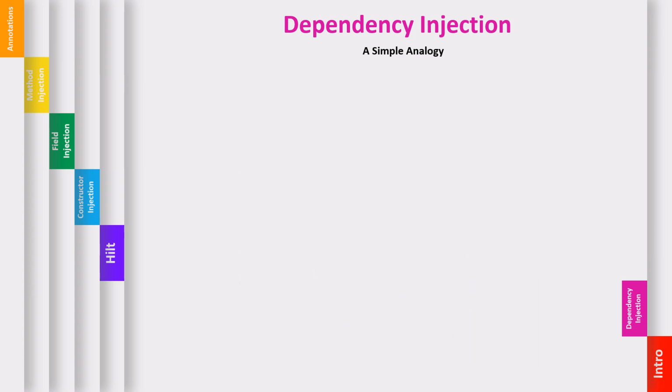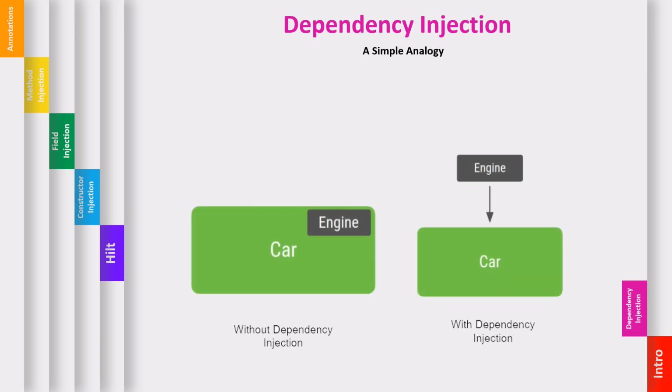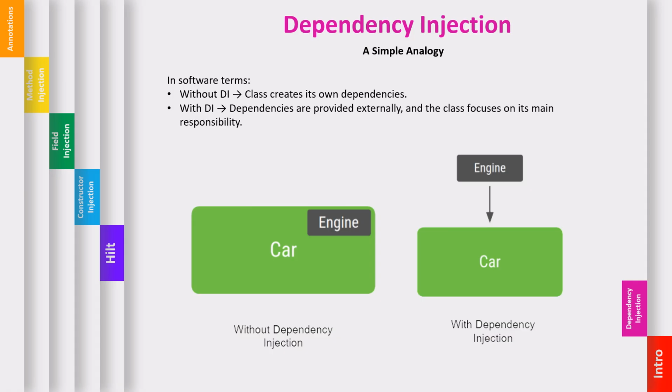Let's take another example in coding. So in software terms, without dependency injection, a class creates its own dependencies. With dependency injection, dependencies are provided externally and the class focuses on its main responsibility. In short, dependency injection is the key to writing clean, modular, and testable code in Android development.